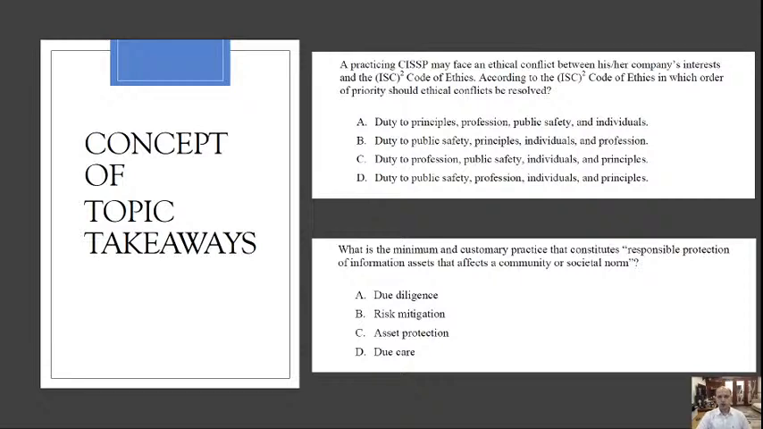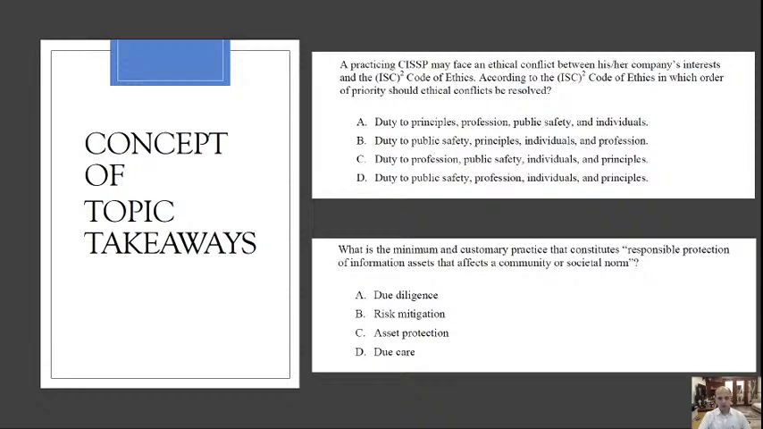so let's start with the concept of topic takeaways. Whenever you study any particular book and take a particular topic, within that topic there are some terms available, some concepts, some examples of a particular thing, and sometimes some processes, procedures, and phases of a particular process, right? We call them topic takeaways, because ultimately whenever we sit in the examination, the questions we get will be based on those topic takeaways only, right?